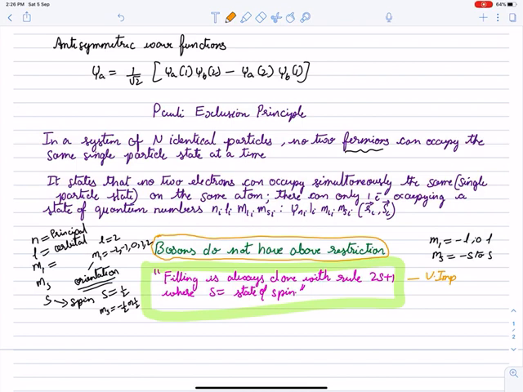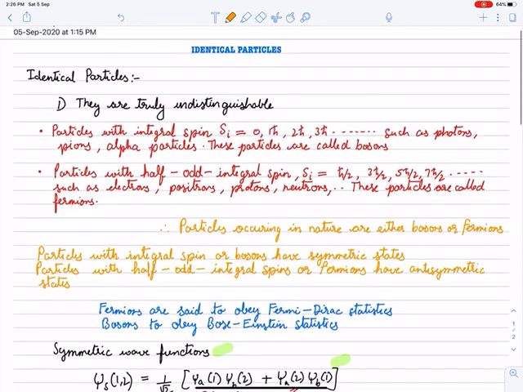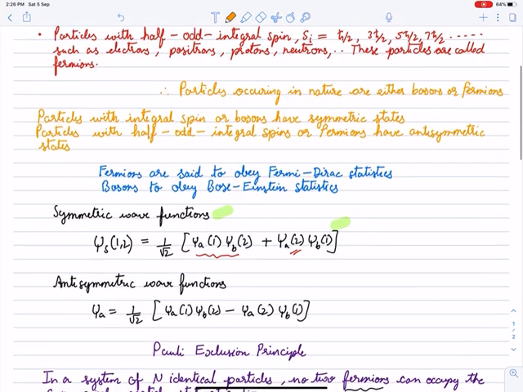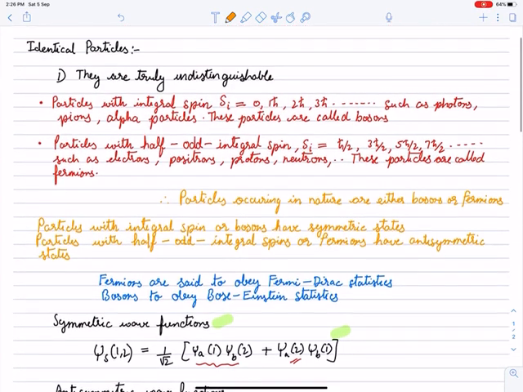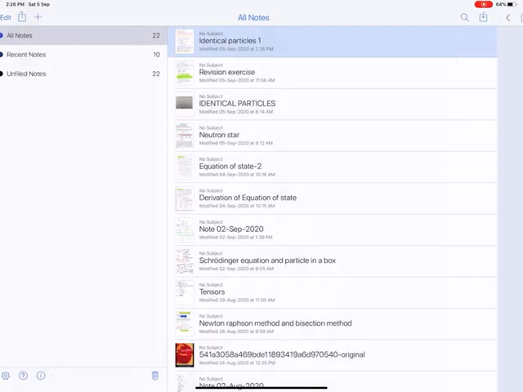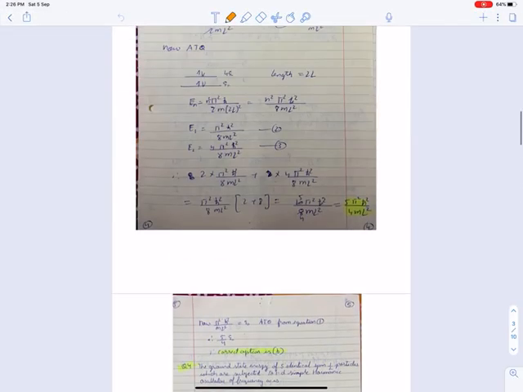So these are the basics I have. If anybody does not know, he or she can look it up in detail, but these are the small things which will be required in solving our problems. Now let's move to our problems.